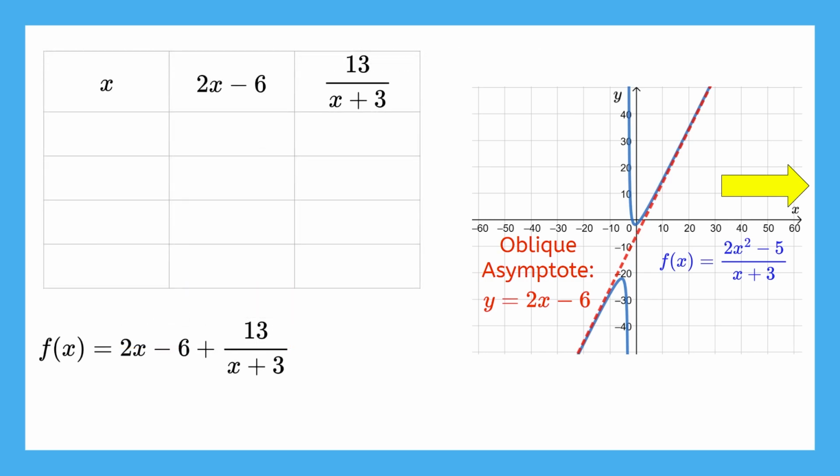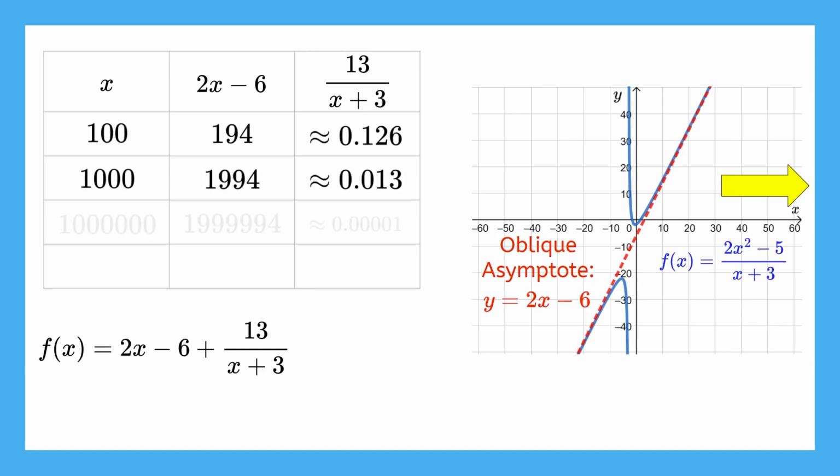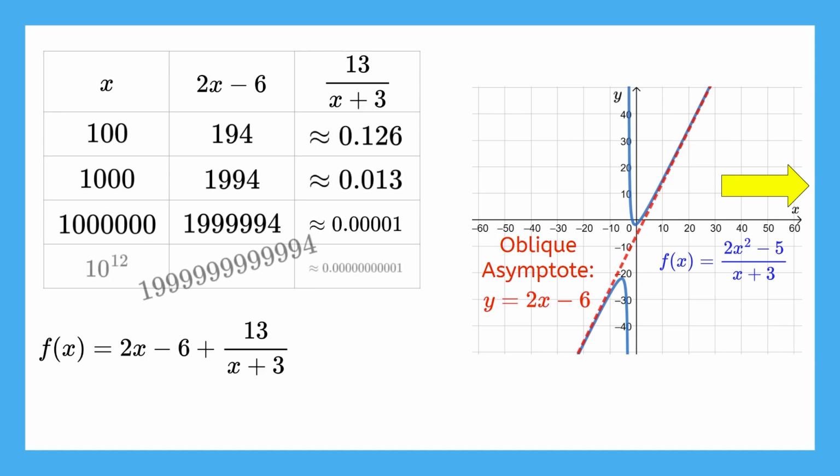This table shows what happens as we move to the right, meaning as we increase the value of x. Eventually, the 13 over x plus 3 would be such a small number that it would hardly affect the 2x minus 6 part at all. That's why the function gets closer and closer to the line 2x minus 6. When x is enormous, it's basically 2x minus 6 plus a number so small that it almost doesn't matter.